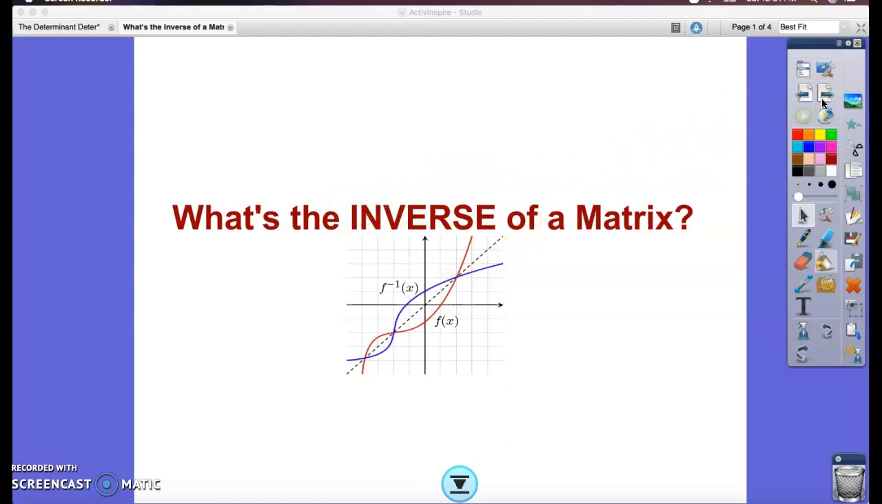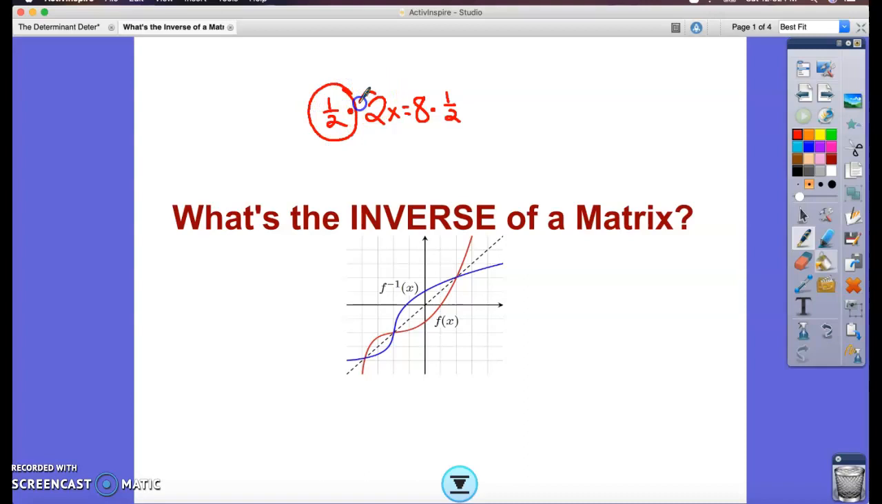So in the last video, we took the example 2x equals 8. And I said to you, without dividing, how would you solve this? And we all decided we would multiply by 1/2. And multiplying by 1/2, that is the inverse of 2, because if I multiply those two things together, I get 1 back, okay?